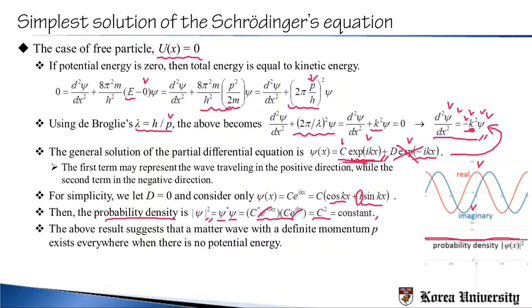Okay, so this was the simplest case of solving the Schrödinger equation, and in the next lecture we will try to see cases that are a little bit more difficult but not too difficult. Okay, so that's what we are going to do. And let's make a summary.